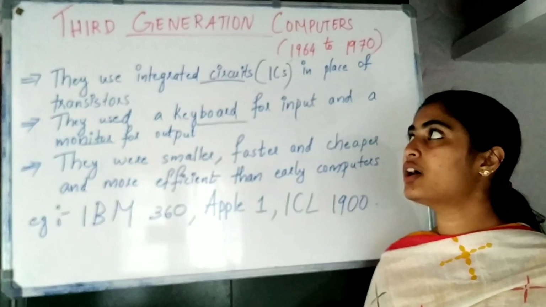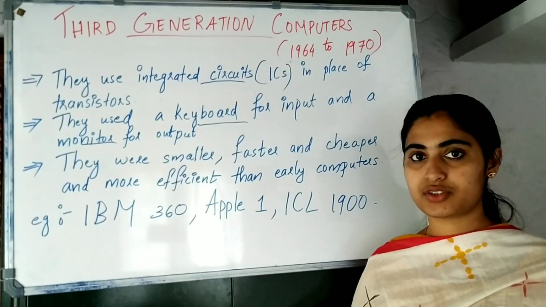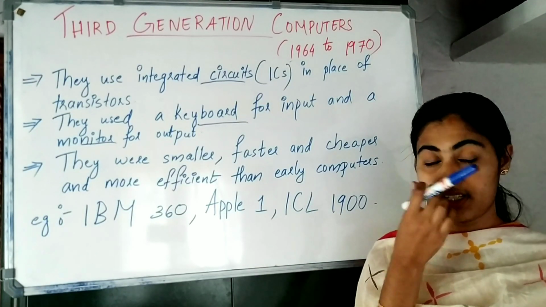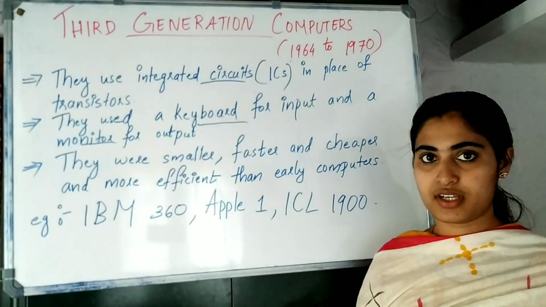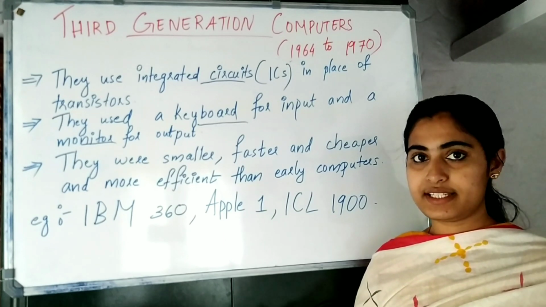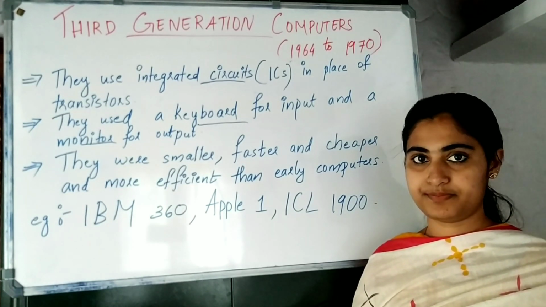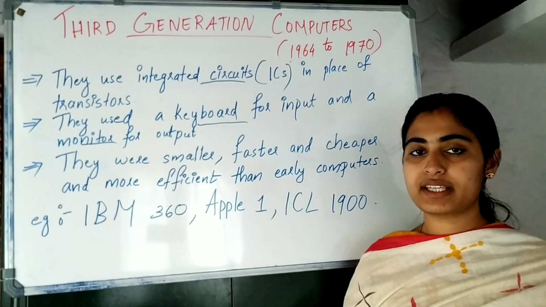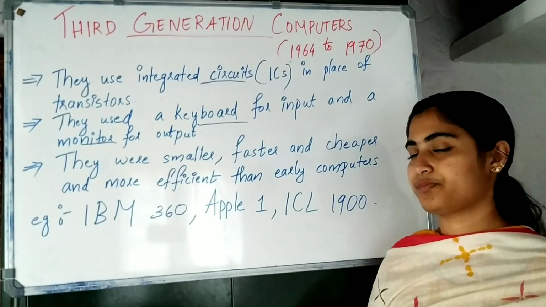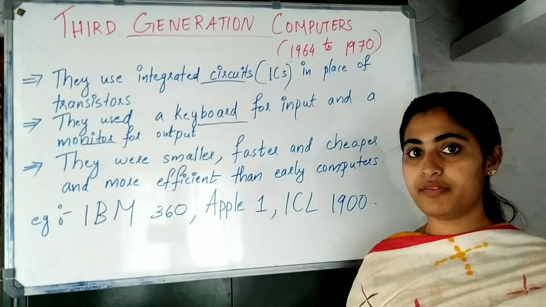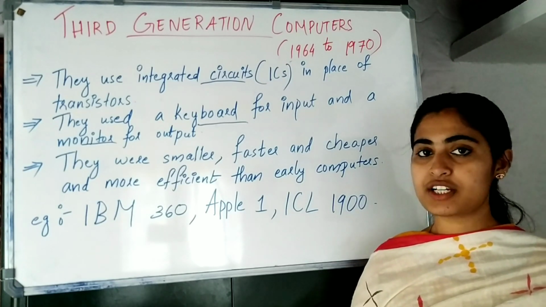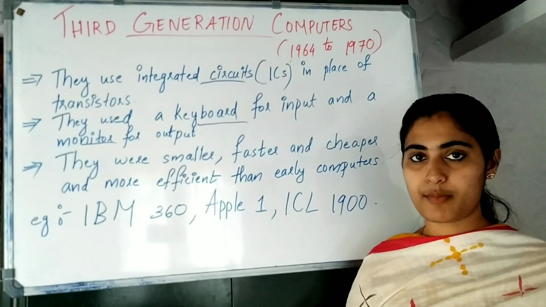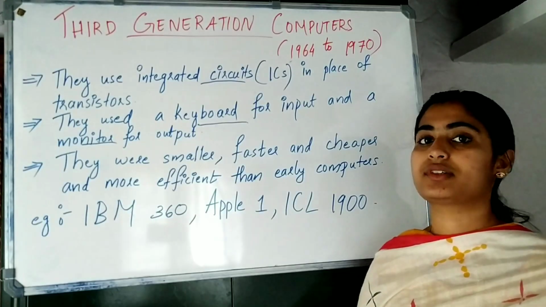This is about third generation computers. The technology used is integrated circuits. The other name for integrated circuit is chip. And for inputting and outputting they use keyboard and monitor. And they were smaller, faster and more efficient than the first and second generation computers. So this is about third generation computers.